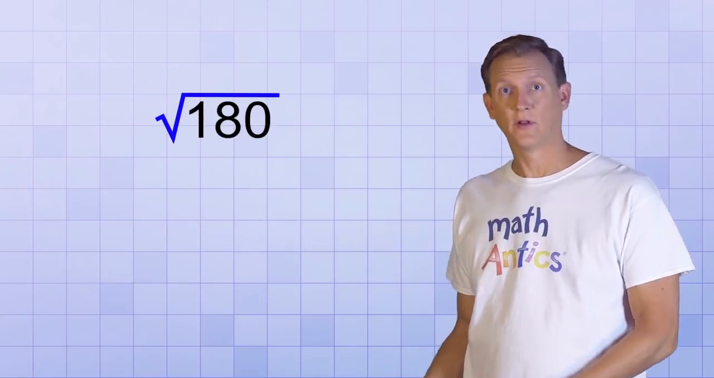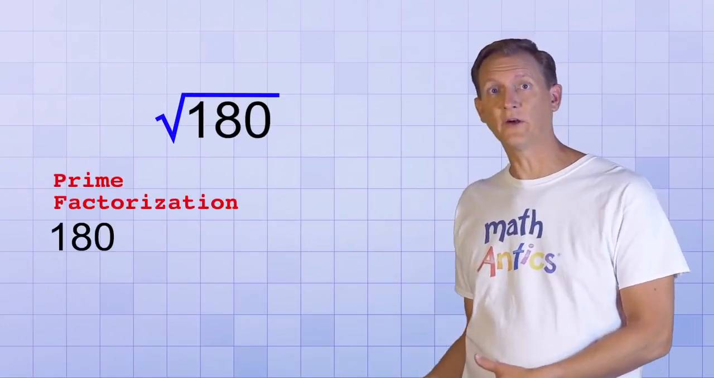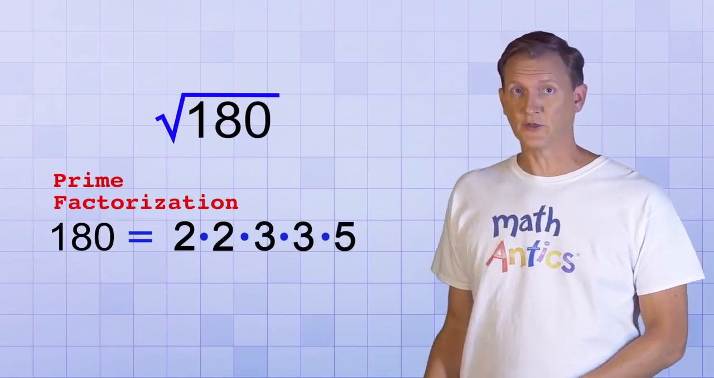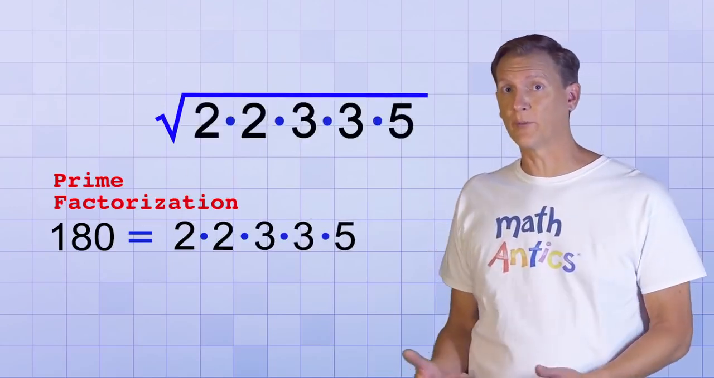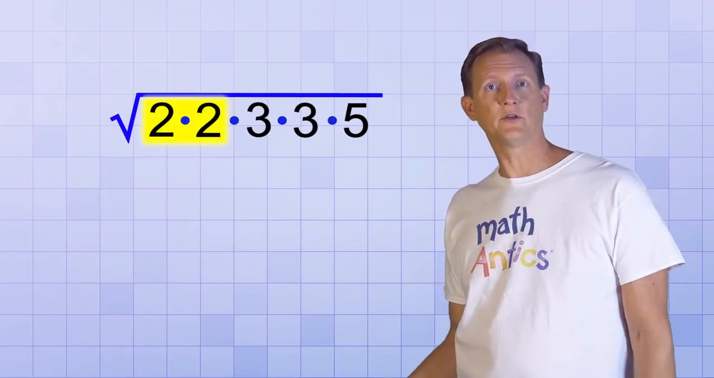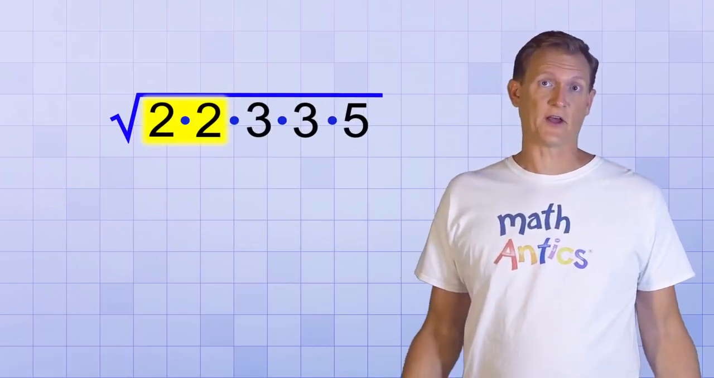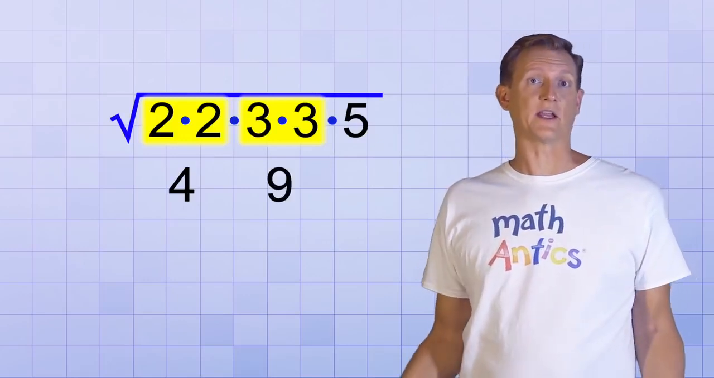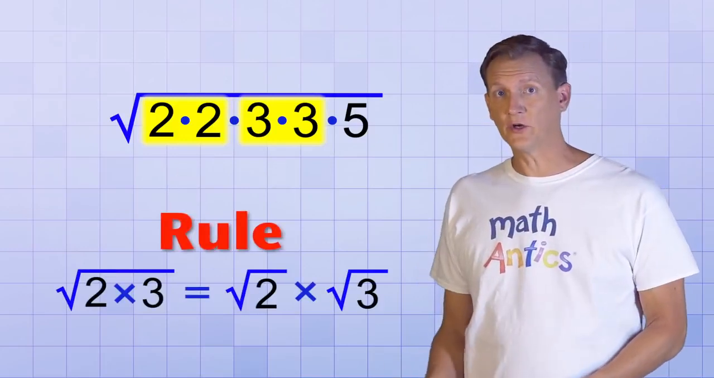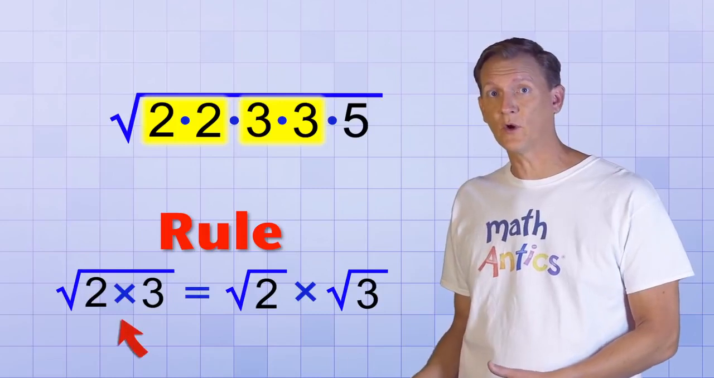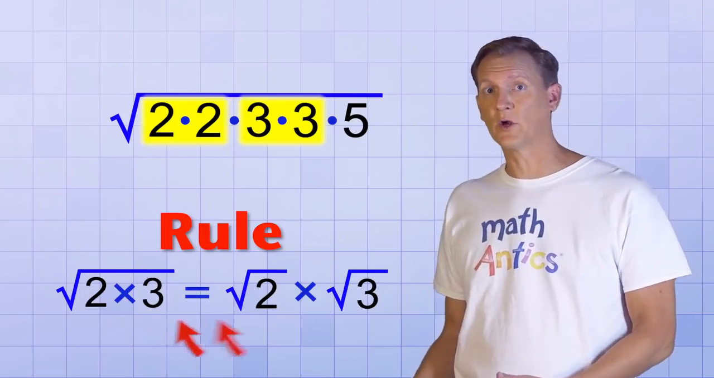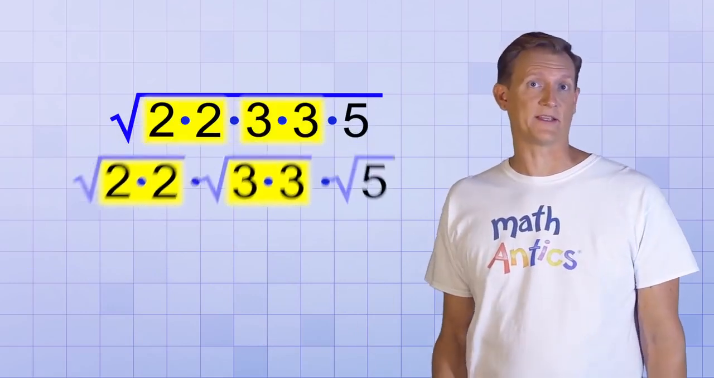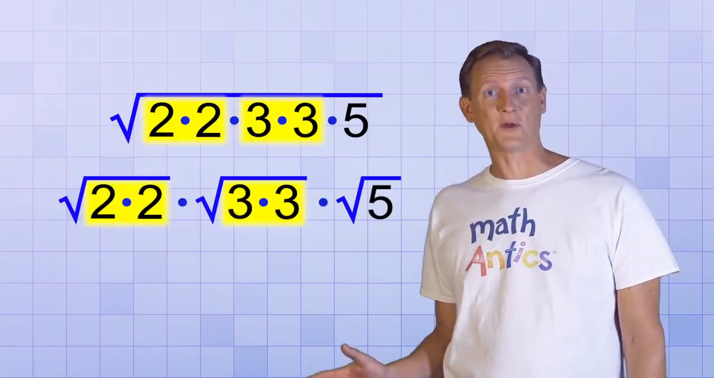Like in this example, the prime factorization of 180 is 2 times 2 times 3 times 3 times 5. So you can rewrite it like this and look for perfect squares. 2 times 2 is a perfect square since its value is 4. And 3 times 3 is a perfect square since its value is 9. Now remember the rule I mentioned earlier that says you can rewrite a square root as a product of the square roots of its factors. That means we can rewrite the problem like this. Do you see the advantage of doing that?